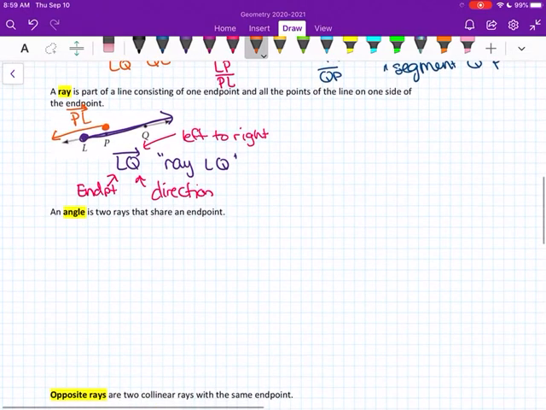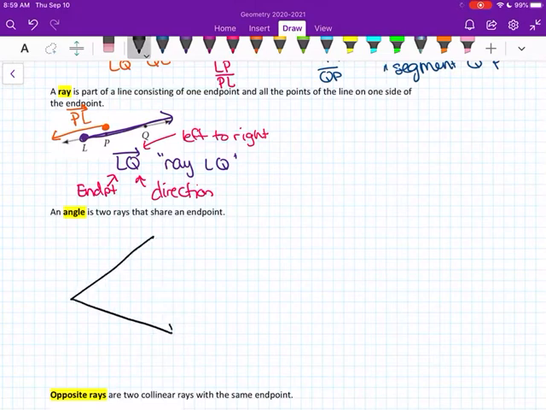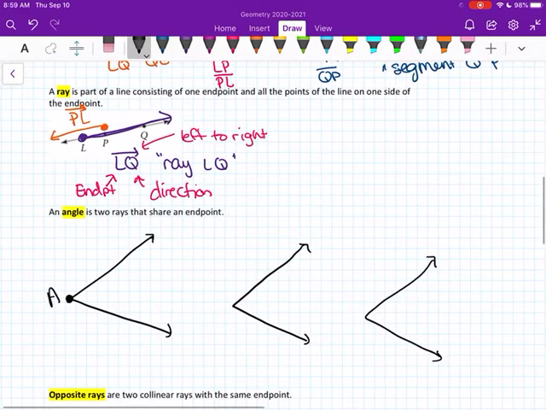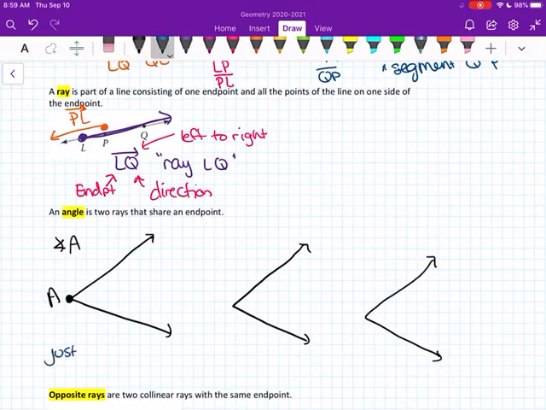All right, so an angle, I didn't put a picture on here already, so let's draw an angle. So an angle looks like this, and it's two rays that share an endpoint. So there are three different ways to name an angle. Okay, so the first way is using what we call the vertex point. So let's say this is point A. I could just call this angle A. Okay, so that's by just the vertex.